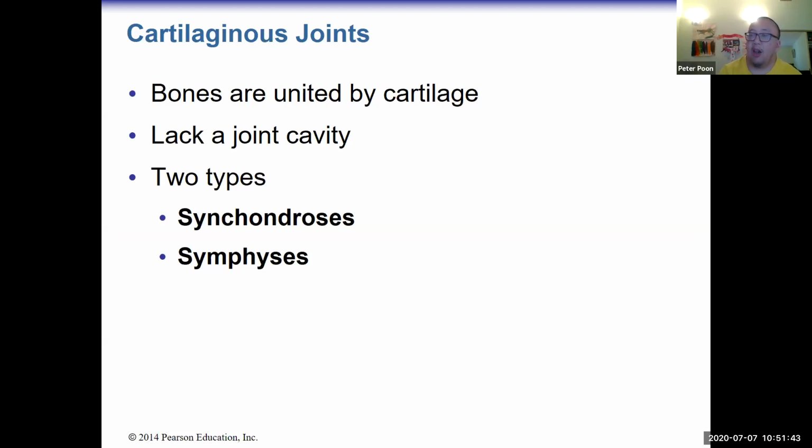All right, cartilaginous joints. Bone, cartilage, bone, cartilage, bone. There are two types. Cartilaginous joints also lack joint cavities because it's cartilage holding them together. So there's two types, synchondrosis and symphysis.